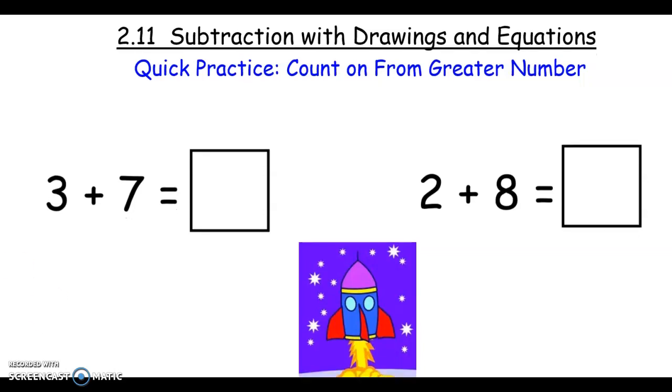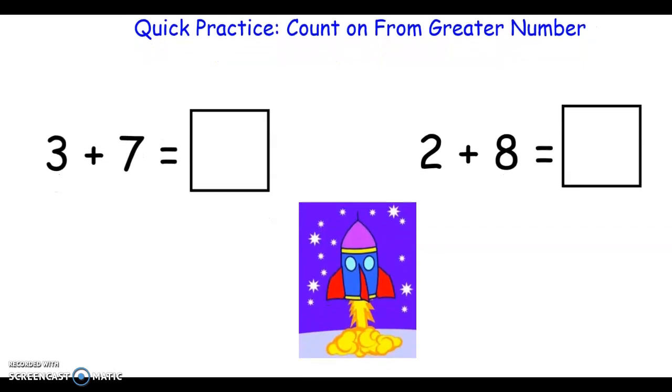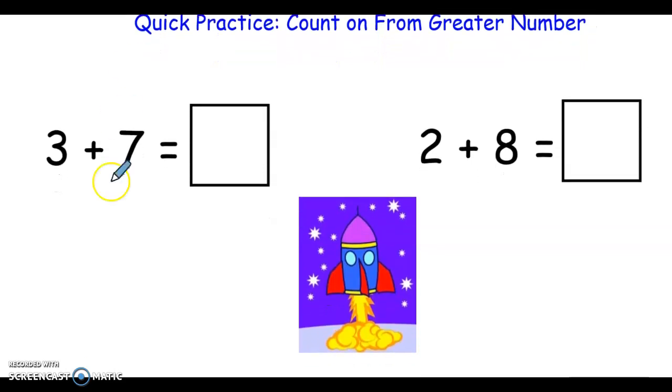Before we get started, we're going to practice counting on from the greater number. When we do that, we can underline the bigger number and then write the amount of dots above and count on. So we start off by saying 7, 8, 9, 10. I bet you remember this. You're probably getting pretty good at it by now.